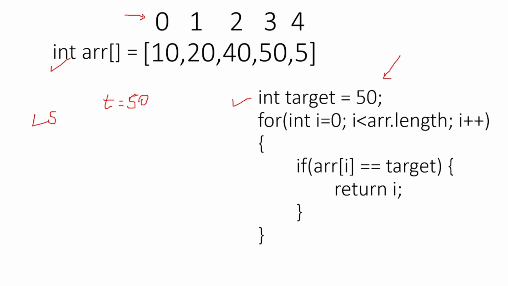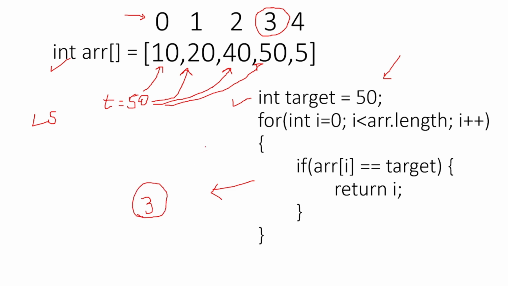So what will happen? We will compare, starting at this point. Is 50 equal to 10? No. Then we will shift ahead and compare with this number. It is not there. Then we will compare with this number, and then with this number. You got the 50 and you will return the index number. Right now the index is 3. So you will get the answer as 3, which is the index number, because we want to see where the number is placed, at which position. So it will return the index.